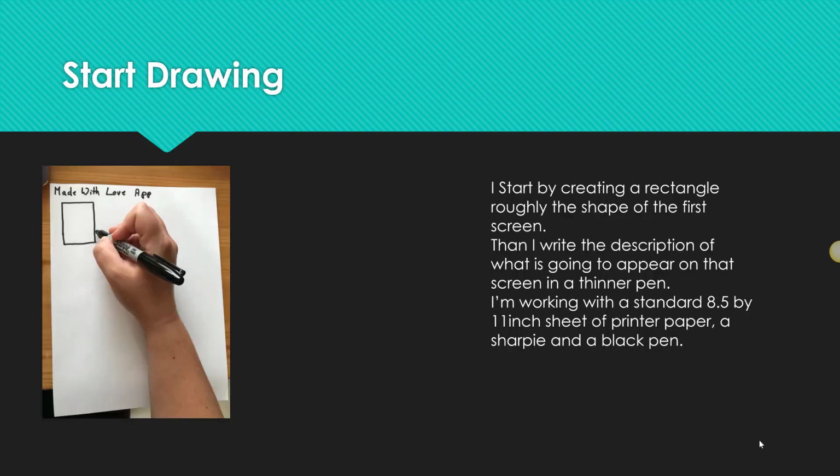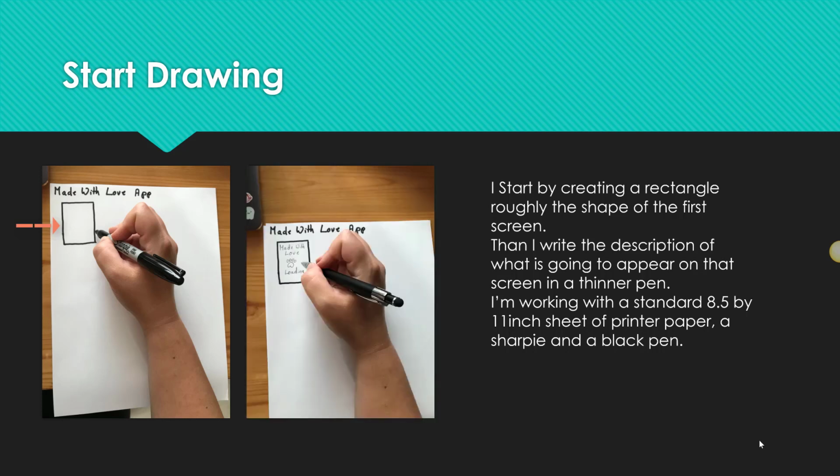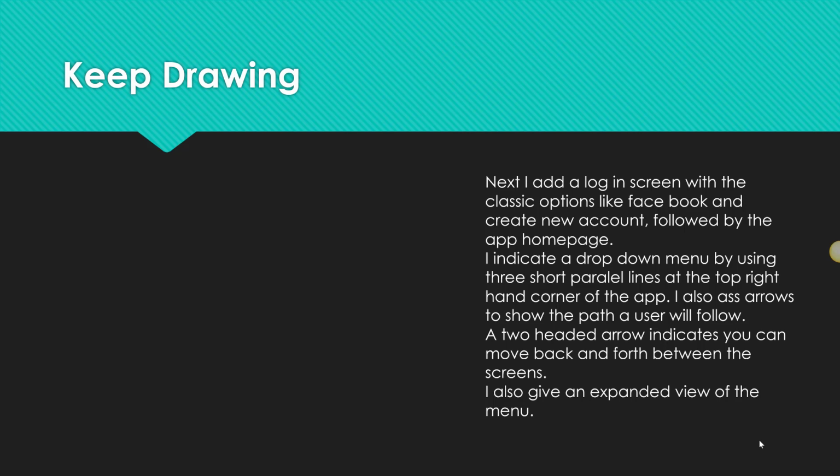Okay, let's start drawing. I start by creating a rectangle roughly the shape of the first screen. Mine's thin and tall because I'm thinking about it being a phone app. Then I write a description of what is going to appear on that screen in the thinner pen. I'm working with a standard 8.5 by 11 inch sheet of printer paper and a Sharpie and a black pen. Very inexpensive to get.